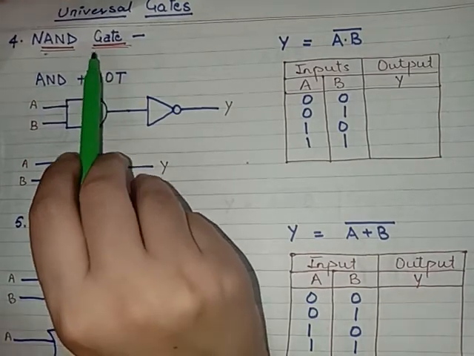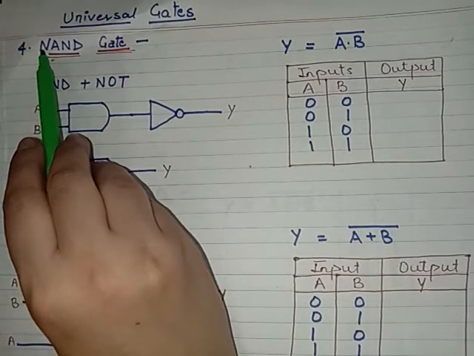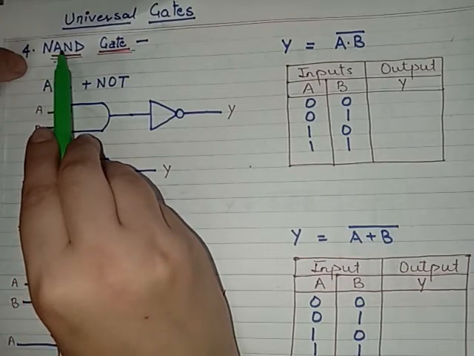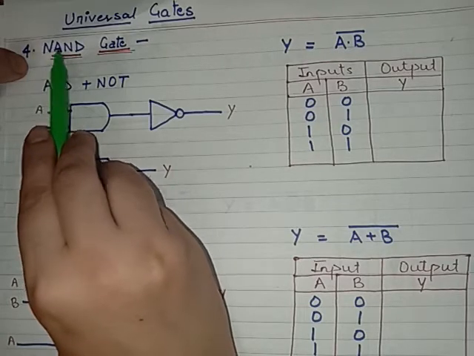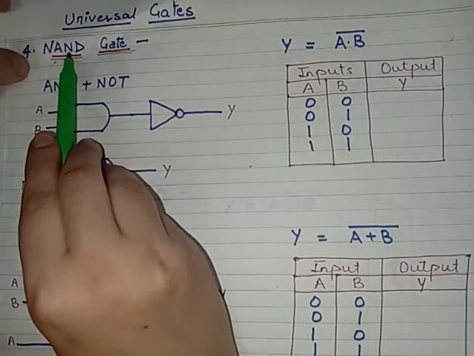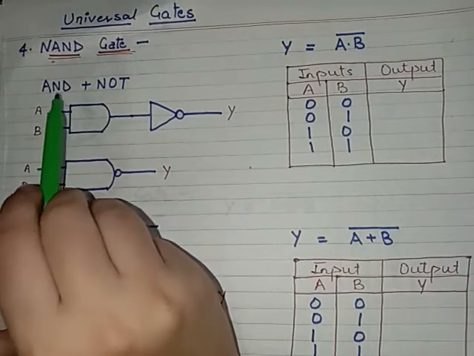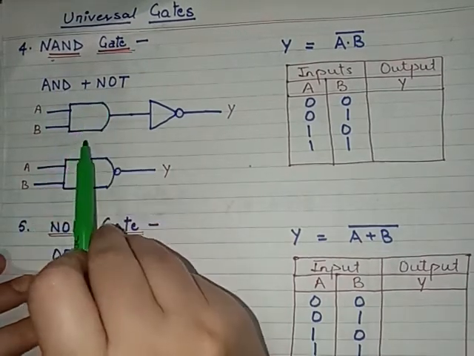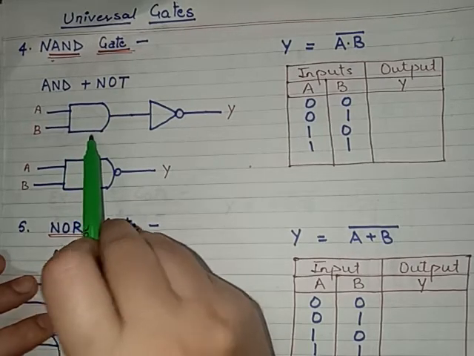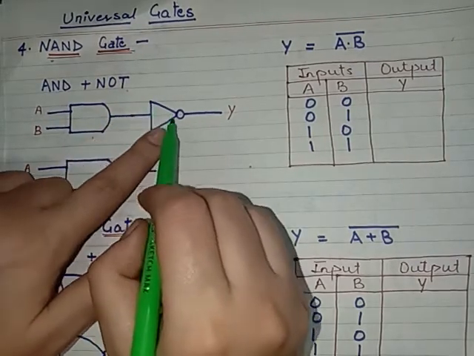So what is NAND basically? As you can see, NAND is a combination of AND and NOT. So it's being a NAND gate. The NAND gate is a combination of AND gate plus NOT gate. So we will be making a symbol of AND gate, and then making a symbol of NOT gate.